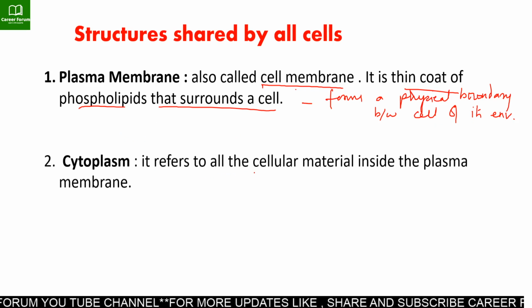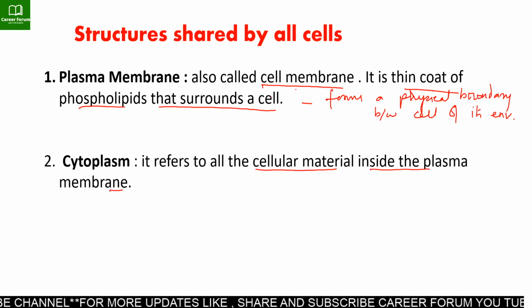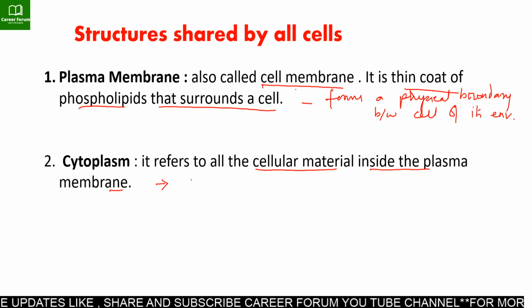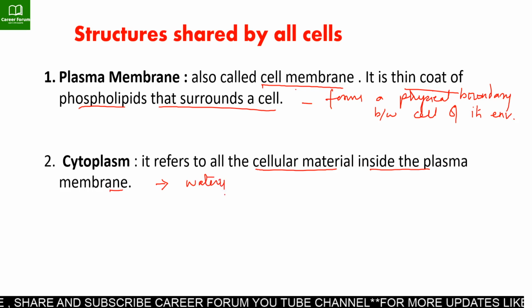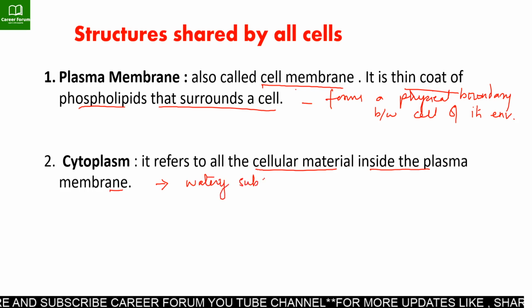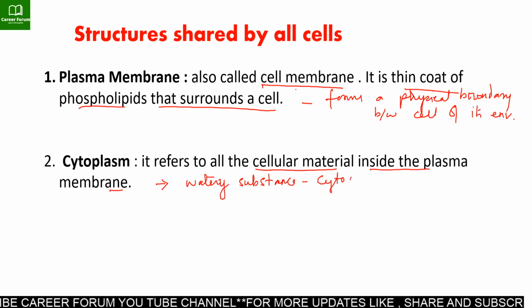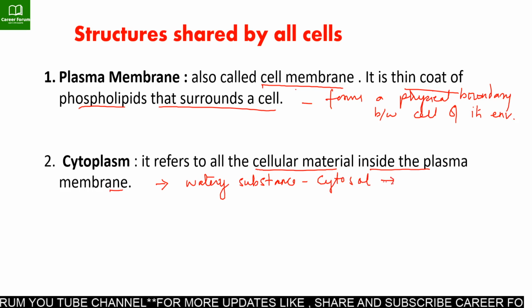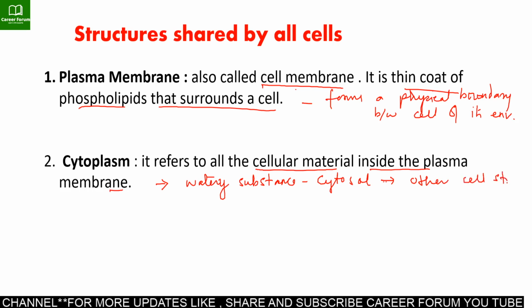The next is cytoplasm. It refers to all the cellular material or structures inside the plasma membrane or the cell membrane. Now you have to be specifically clear with this, that cytoplasm is usually made up of a watery substance. Cytoplasm is made up of a watery substance, and that watery substance is cytosol, which contains other cell structures. This cytosol has other cell components. Clear?